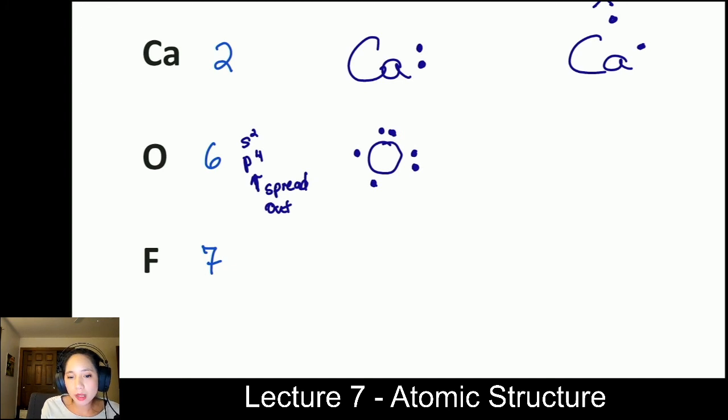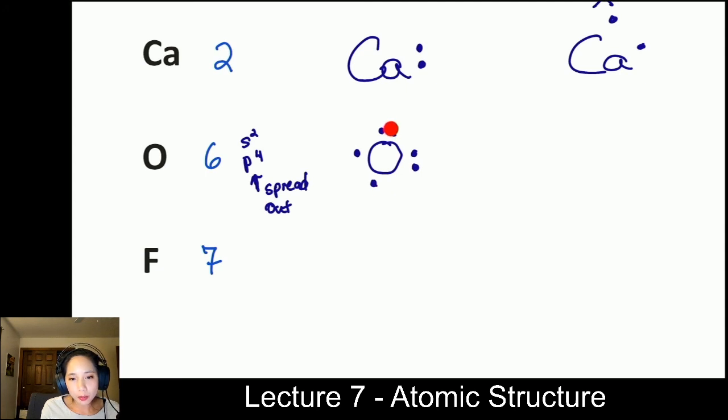A good question might be, how many unpaired electrons are in an oxygen atom? If you did not pair things up correctly and you didn't spread things out, you might not get this question right. As I've drawn here, the correct way to make a Lewis structure for oxygen, there are 2 unpaired electrons in the p orbital.